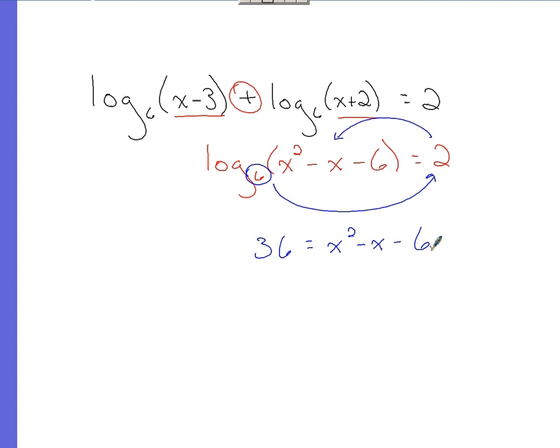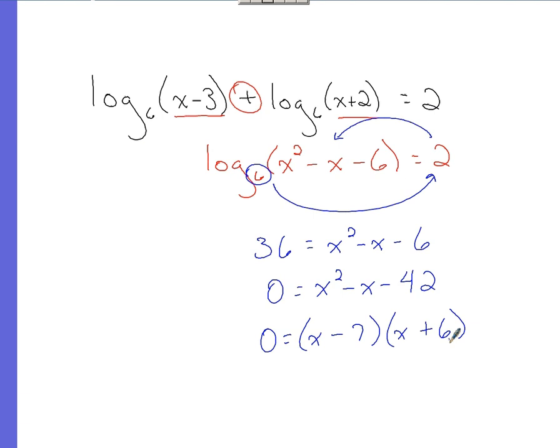Got a quadratic, so slide that 36 over. You subtract that over, you've got 0 equals x squared minus x minus 42. Try factoring it out if possible. Should be on this one. Be minus 7 and plus 6. Set each of those factors equal to 0, solve for x. X would be 7, and x would be negative 6.